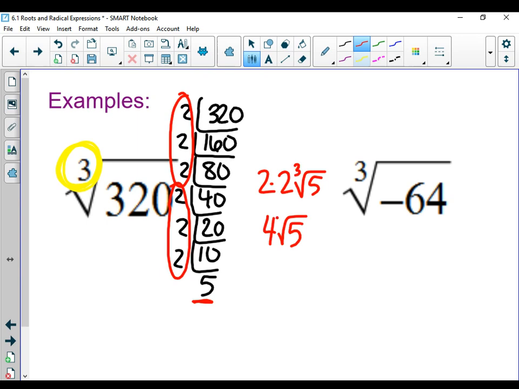So that's why I said if you're somebody that is a visual person, I would highlight, circle, I would do whatever it takes to not forget that little number because it changes the answer, okay? Huge difference between the cubed root of 5 and the square root of 5. So you have to have a little index in there, okay?